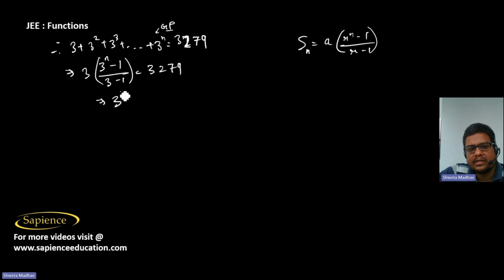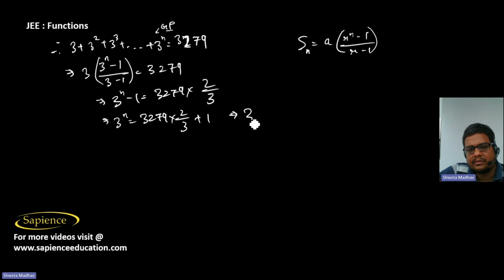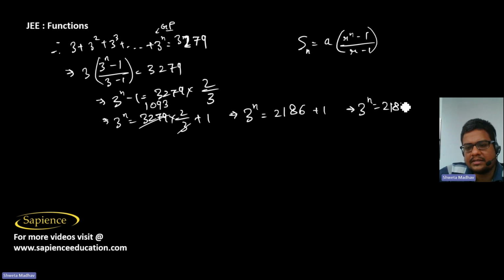So therefore 3 power n minus 1 is equal to 3279 into 2 by 3. So therefore 3 power n will be equal to 3279 into 2 by 3 plus 1. So 3 ones are 3, 3 nines are 27, 3 threes are 9. So this will be 3 power n. So 2 threes are 6, 2 nines are 18, 2 ones are 2, plus 1. So therefore 3 power n will be 2187. And then we have to find out n.